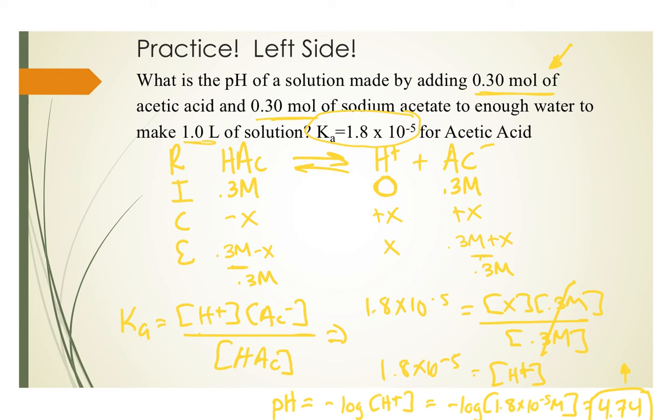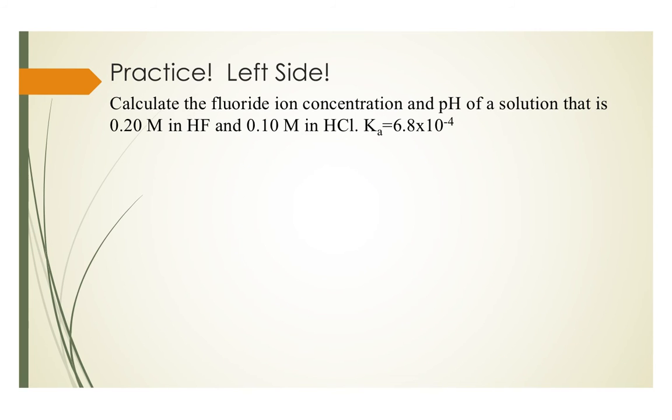All right, last thing we would want to do here is double check to make sure that our percent ionization is less than 5%. And you can probably tell just by looking. We've got 10 to the negative fifth here and 10 to the negative first there, and that is certainly going to be less than 5% ionization. All right, let's do one more.